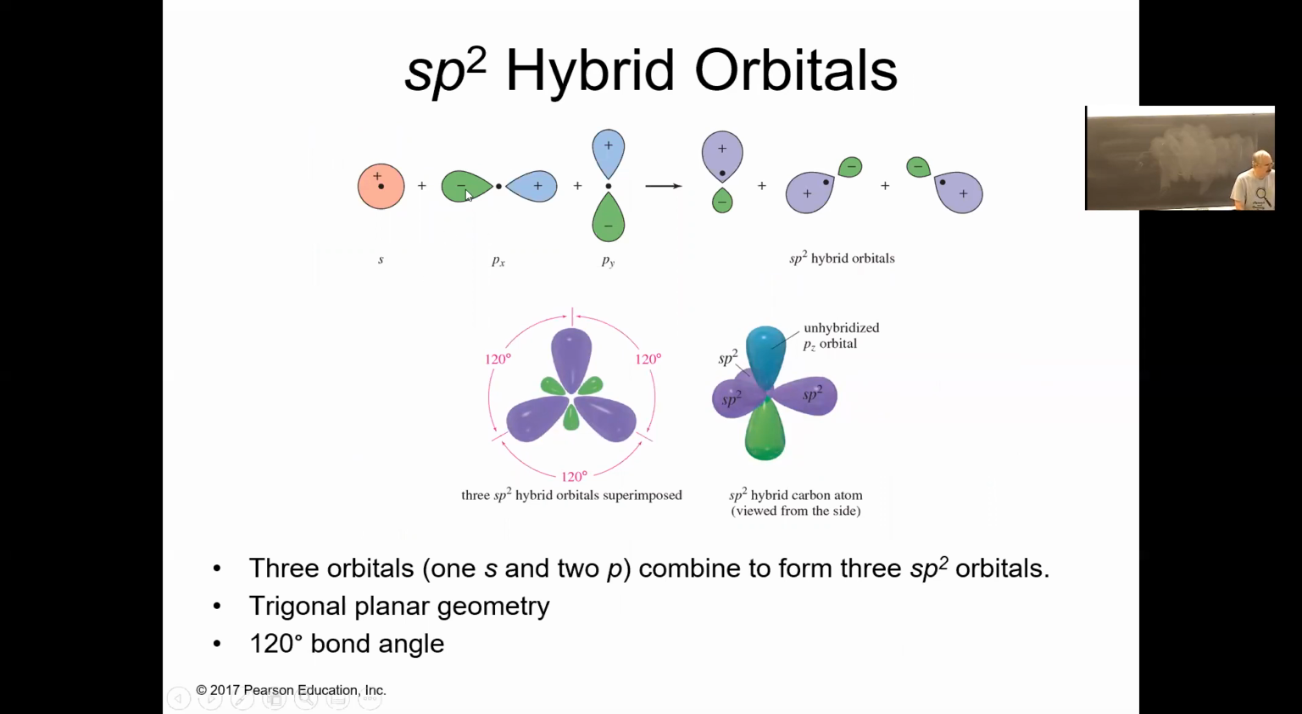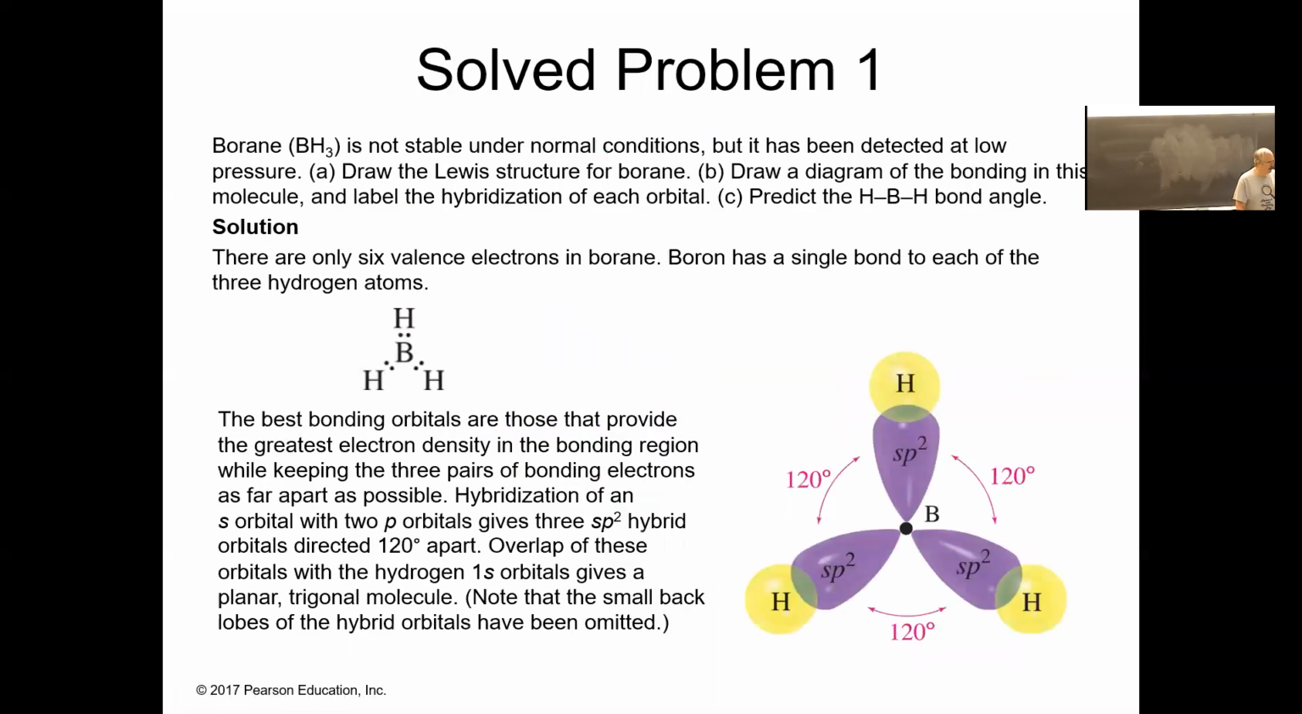Okay, if we combine an s and two p orbitals, we get 3 sp2s. And we have one p orbital here that we didn't hybridize. Okay, these sp2s are in a trigonal planar arrangement. And a good example here is borane, BH3. It's trigonal planar. And each one of the sp2 orbitals is forming a sigma bond with a hydrogen.